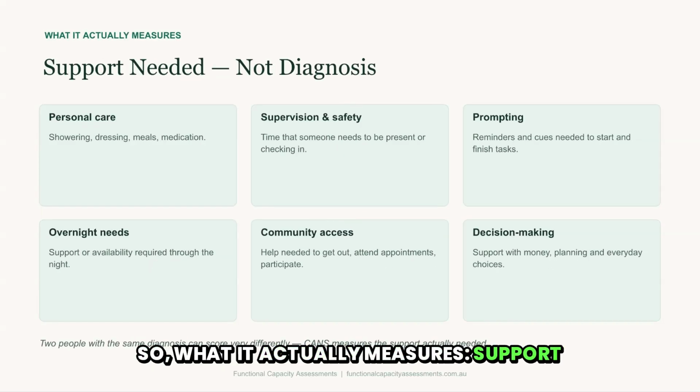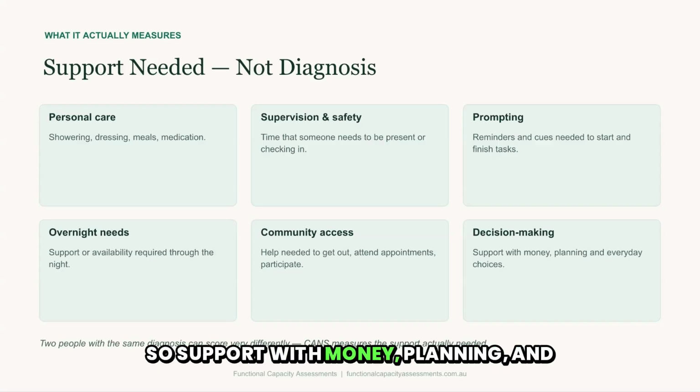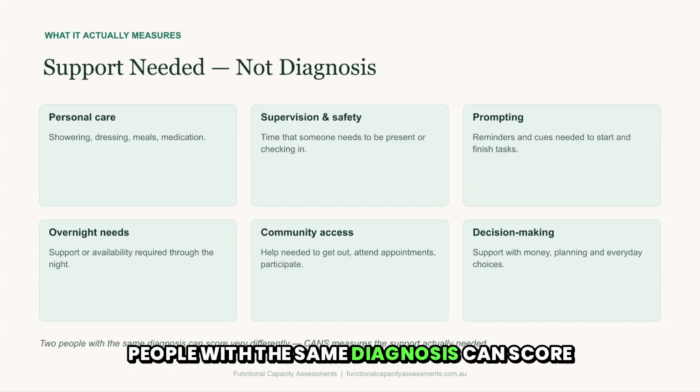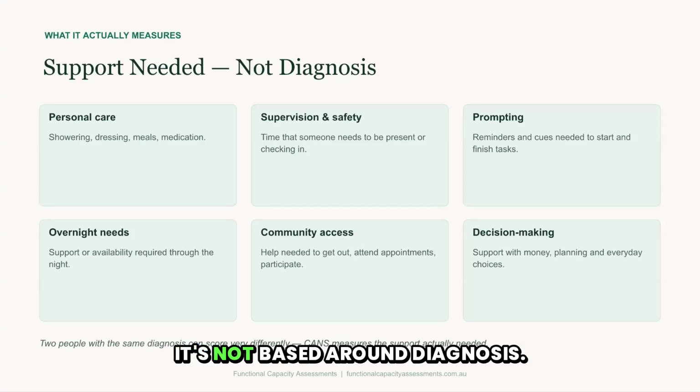So what it actually measures: the supports needed, not diagnosis. Personal care, showering, dressing, meals, medication; supervision and safety, time that someone needs to be present or checking in; prompting, reminders and cues needed to start and finish tasks; overnight needs, support or availability required through the night; community access, help needed to get out, attend appointments, and participate in community; and decision making. So support with money, planning, and everyday choices. It's very important to understand that 2 people with the same diagnosis can score very differently. CANS measures the support actually needed. It's not based around diagnosis.